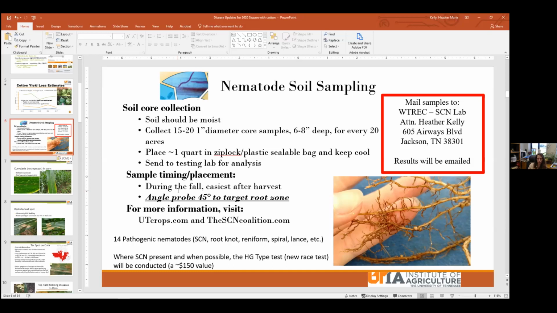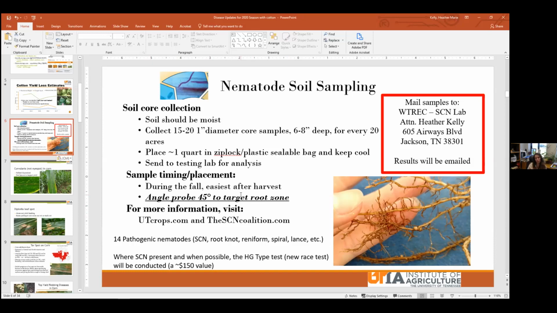So again, the same soil sample can be used for your nutrient analysis, but the one difference is we want to make sure you're angling your probe at a 45-degree angle coming off that row 4 to 6 inches. So when you push that probe in at a 45-degree angle, you're actually focusing on the root zone of that crop. And that's where the nematodes are going to be, around that root zone.